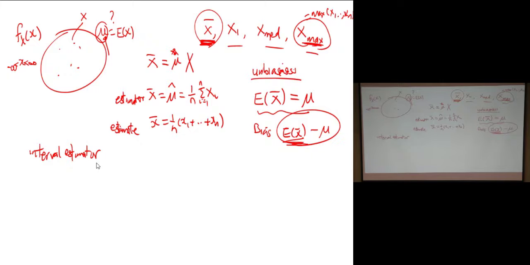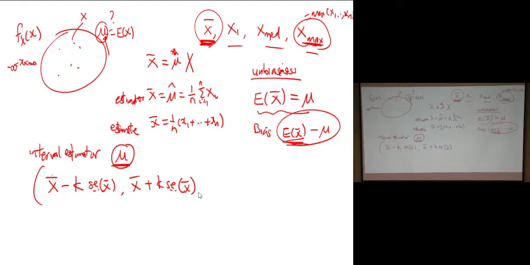So the idea is that we have an estimator, for example this x bar, and we want to construct an interval. Usually the confidence interval for mu is something like this: x bar minus k times the standard error of x bar, and x bar plus k times the standard error of x bar. So it's in this form.